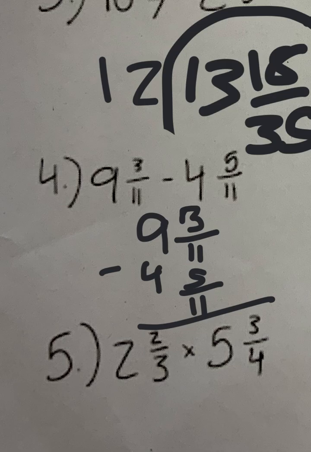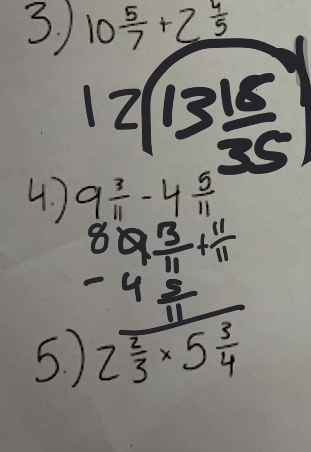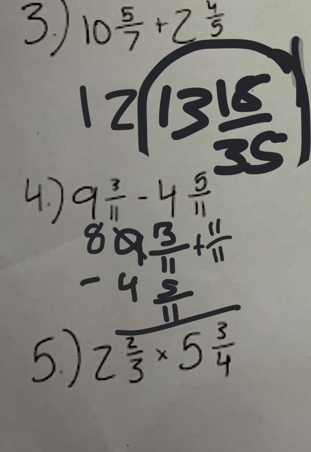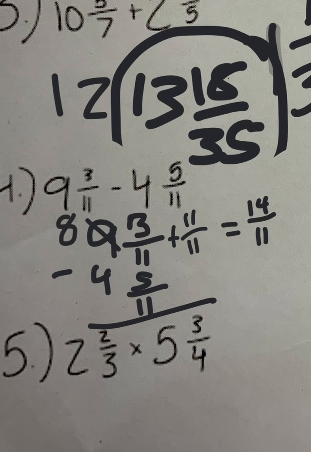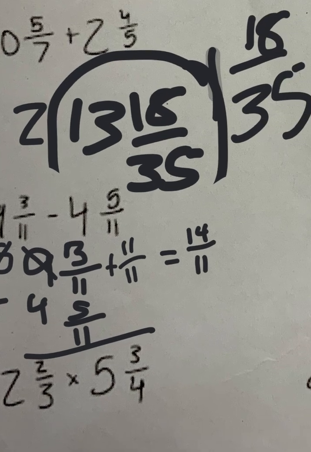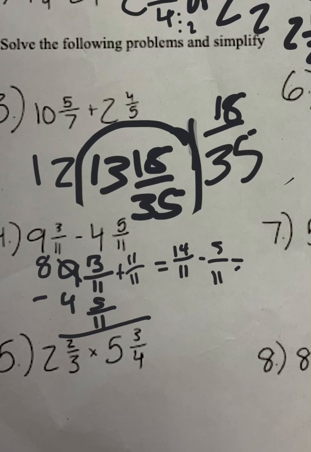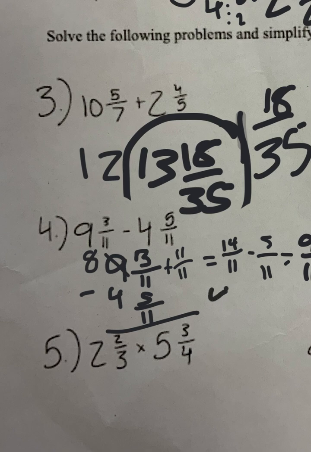So we have to borrow from the 9, take a whole away to get 8, and we're going to add that whole over to our fraction, and our whole is 11 over 11 because that equals 1. So 3 plus 11, 14 over 11. So now we can do 14 elevenths minus 5 elevenths, which is going to get us 9 elevenths, and then our whole numbers are 8 minus 4, so our answer is 4 and 9 elevenths.